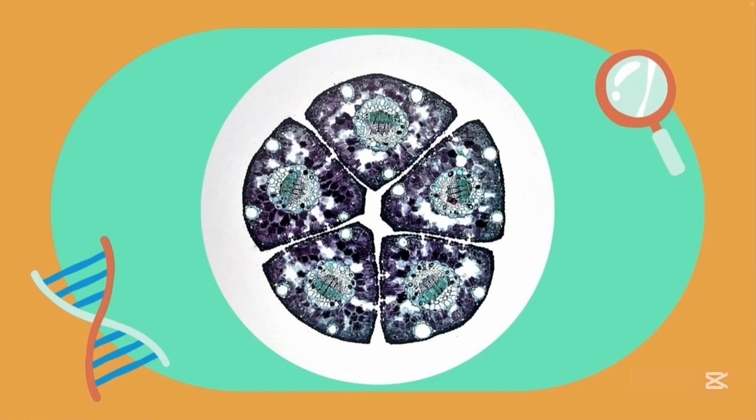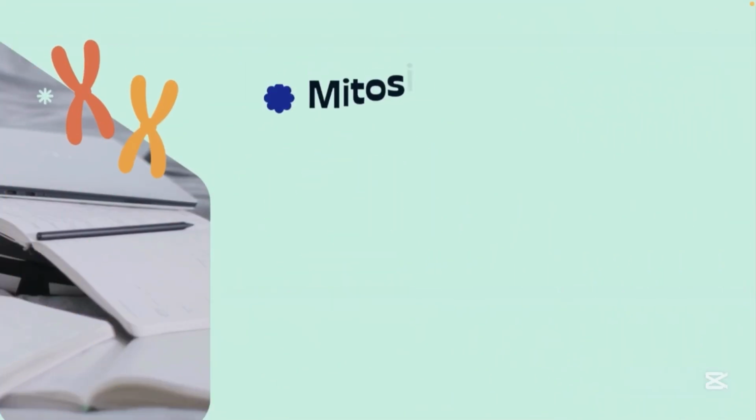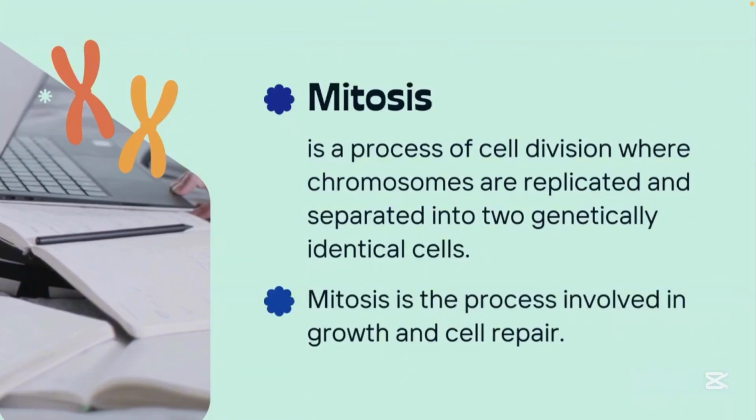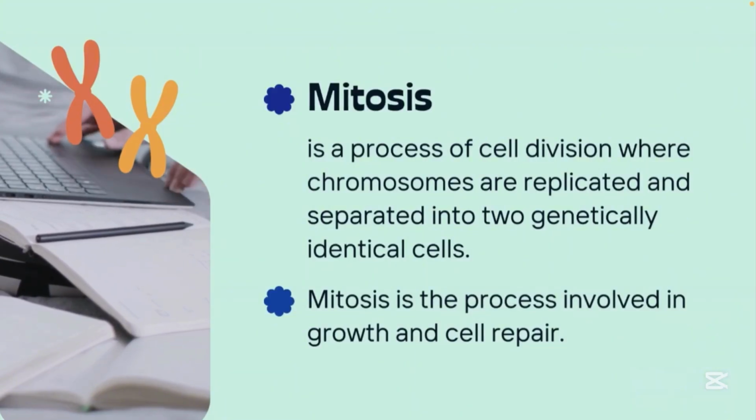Mitosis helps you to grow and heal, whereas meiosis helps you to make babies. So let's go and see more detail on these topics. Okay, so let's start with mitosis. Mitosis is a process of cell division where chromosomes are replicated and separated into two genetically identical cells.